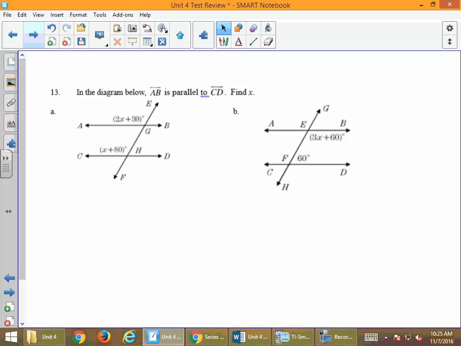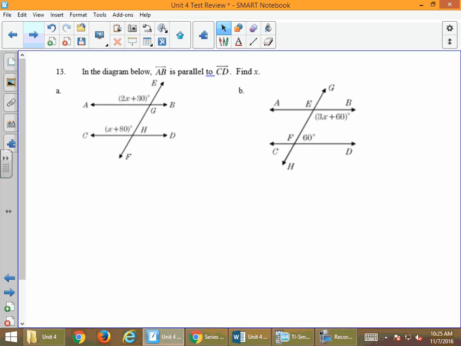Right here. You got these two guys. So we got a diagram below. AB is parallel to CD. Great. I'm going to mark that on there. And I also know it's true over this side too. Let's go ahead and find these. So all you got to do is basically figure out what kind of angle relationship these have.